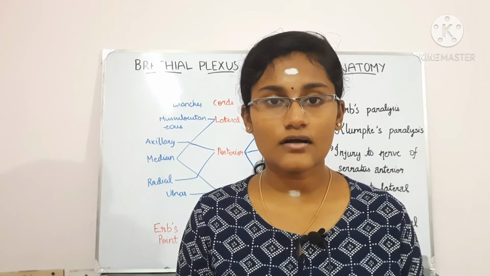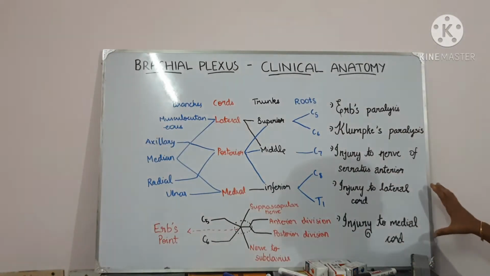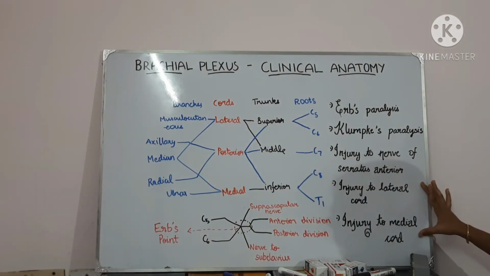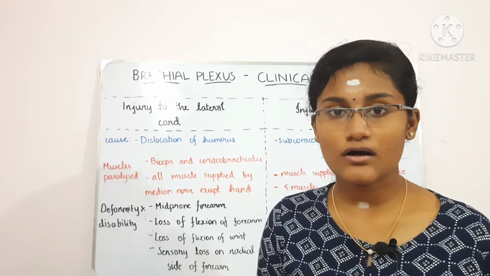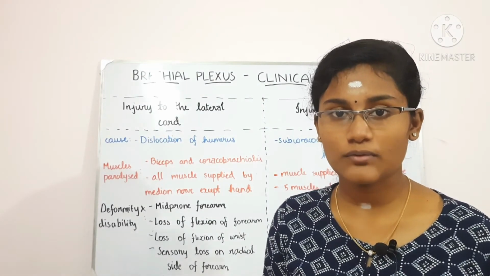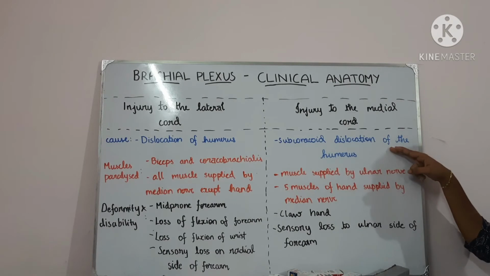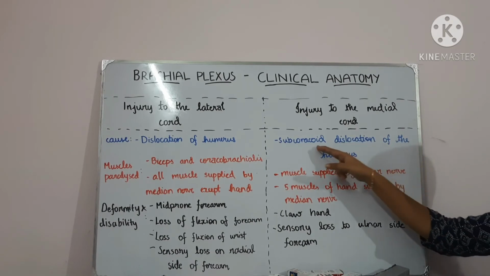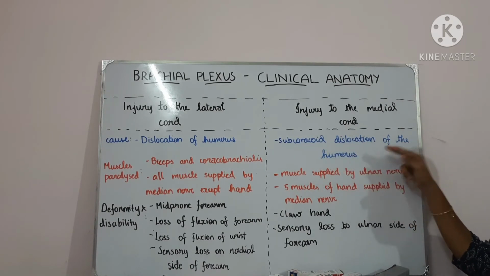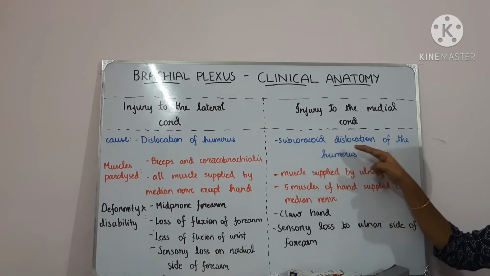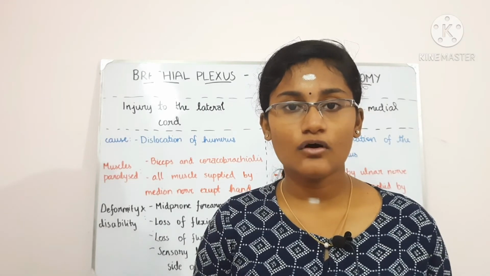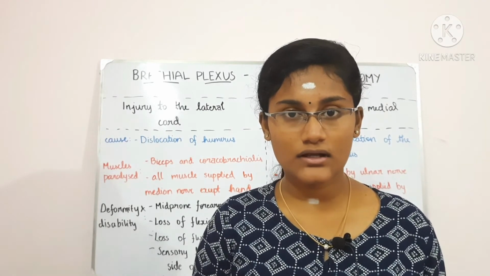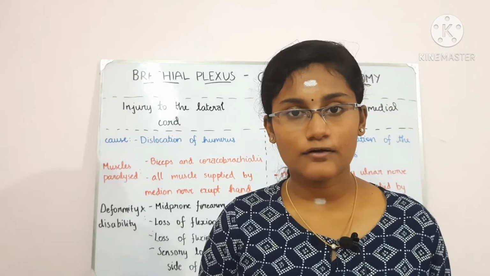Now let's talk about the last two, that is the injury to the lateral cord and the injury to the medial cord. The cause for the injury to the lateral cord is the dislocation of the humerus. And the cause for the injury to the medial cord is the subcoracoid dislocation of the humerus. Subcoracoid dislocation of the humerus means anterior dislocation of the humerus. There are 4 types of anterior dislocation of the humerus, and subcoracoid is one of them.